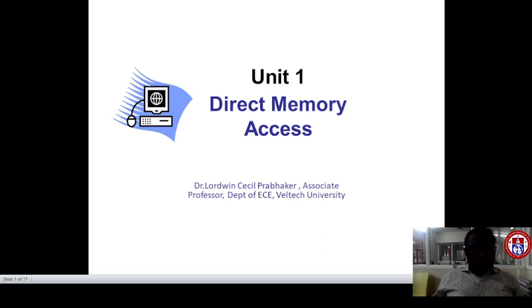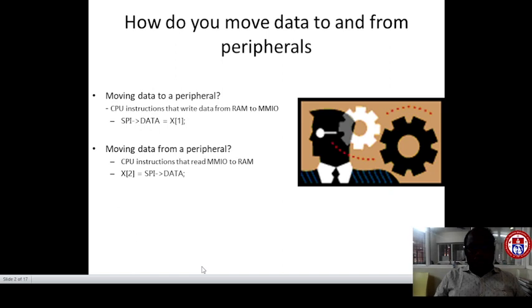Today we are going to see a topic called direct memory access. It is a part of Unit 1 of Module 1 of the Operating System course. Before going to the technology, let us have some introduction about direct memory access.